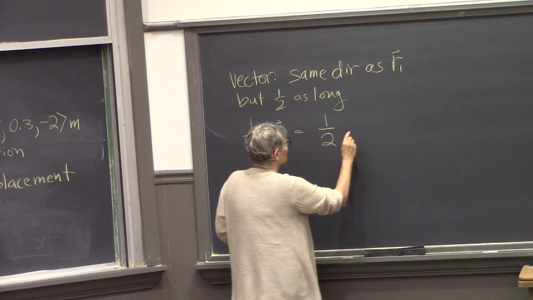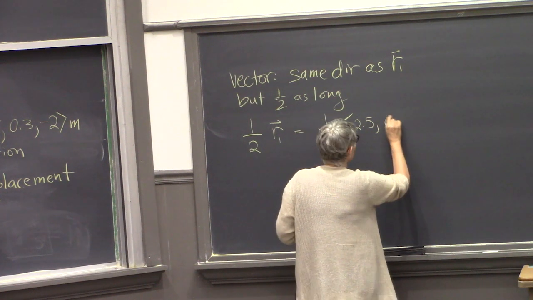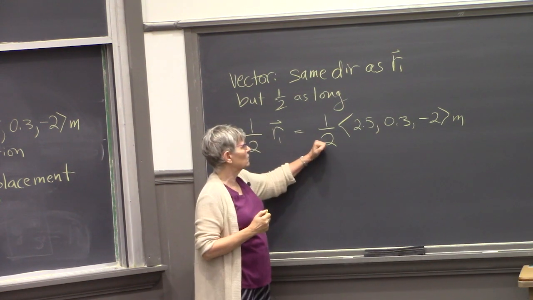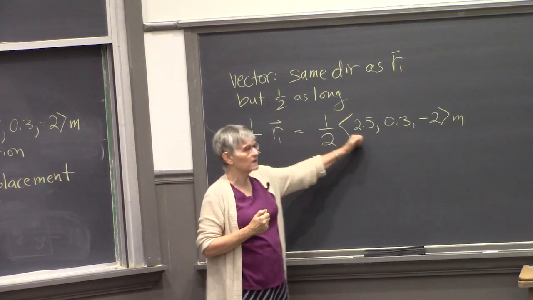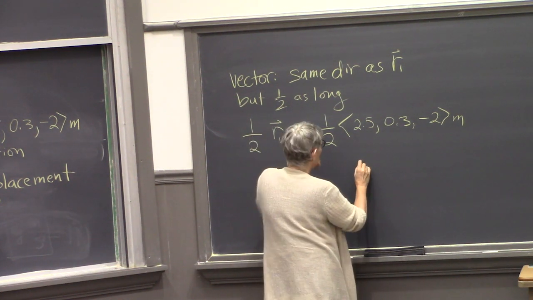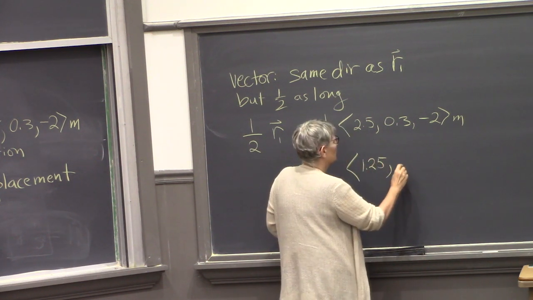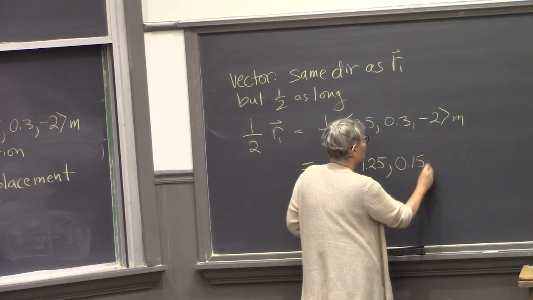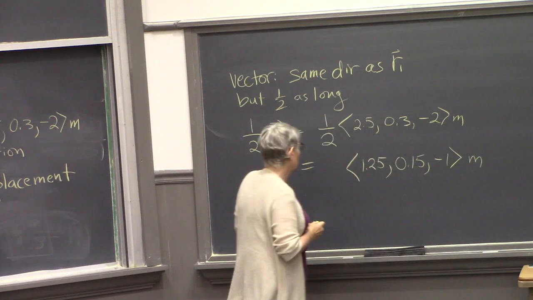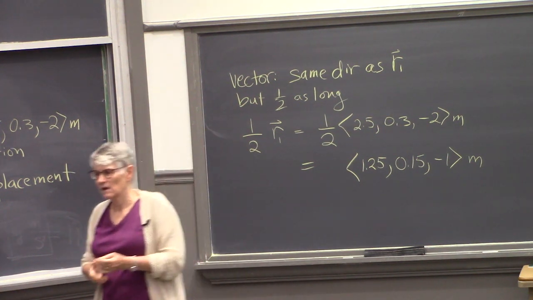What we get is 1/2 times 2.5, 0.3, minus 2 meters. The way scalar multiplication works is you multiply each component by 1/2. So what we're going to get is 2.5 over 2, which is 1.25, 0.3 over 2, which is 0.15, negative 2 over 2, which is negative 1 meters. And this could be any number.